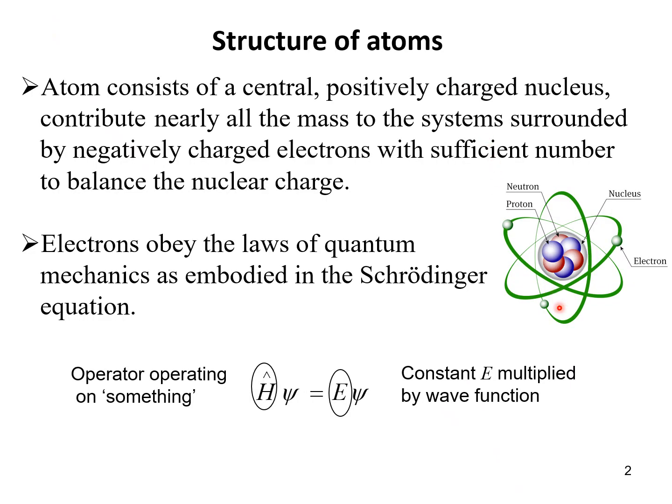Structure of atoms. As we all know, atoms consist of the central positively charged nucleus, and this nucleus contributes almost all the mass of the system, which is surrounded by the negatively charged electrons, and the number of electrons is sufficient to balance the nuclear charge.